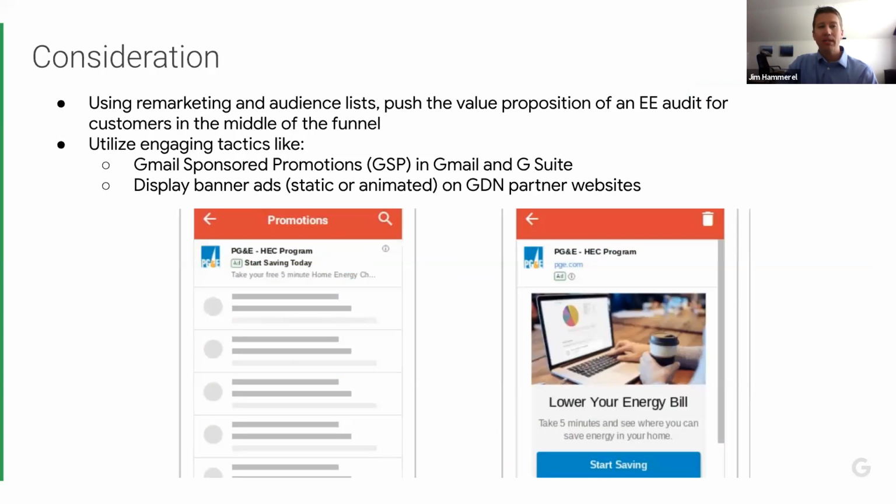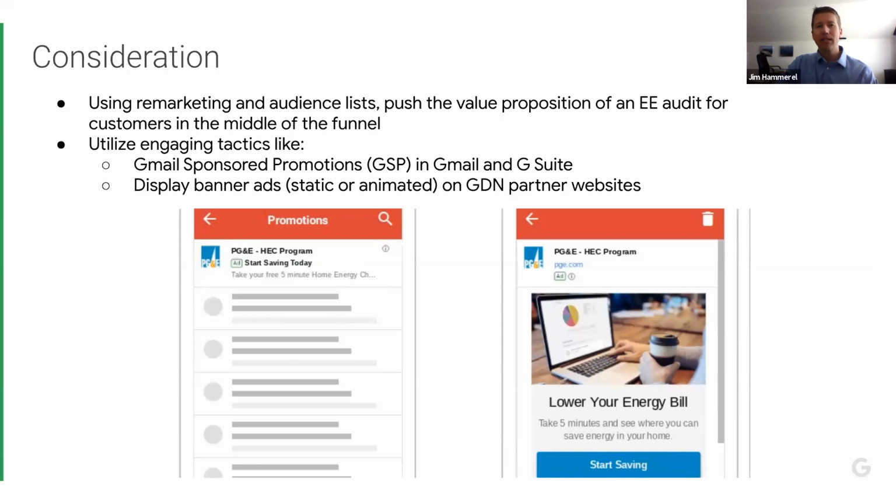Once they have that awareness and they begin the consideration phase, using remarketing and audience lists to help push that value prop for an EE audit while that person's in the middle of the funnel is really key. We've got to keep that momentum alive.